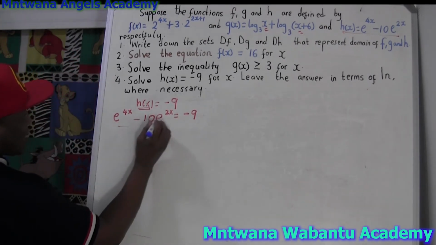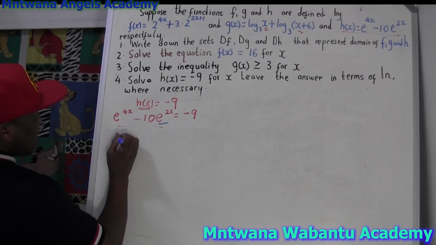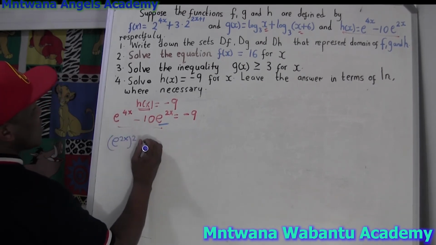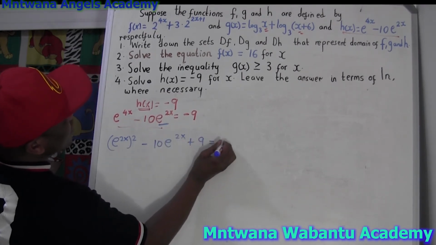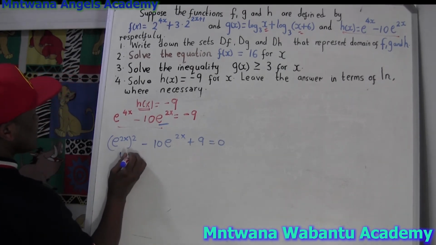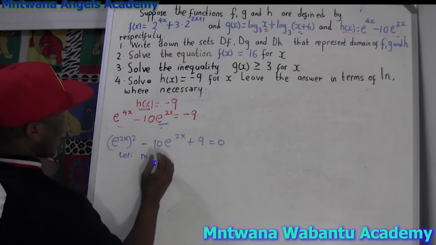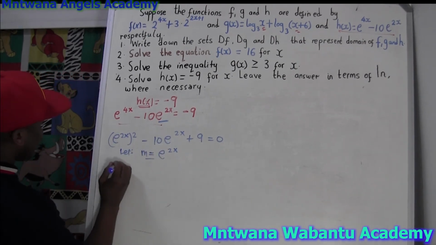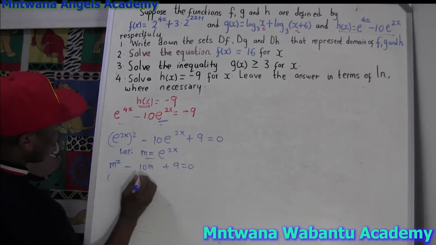So this is e power 2x. Let's make this e power 2x, but since the power is 4, it's like there's a 2 outside, so you give it 4. Minus 10 times e 2x, and bring the -9 back, it's going to be plus 9 equal to 0. Because I want to make a quadratic, we can let m, whichever letter, let m equal e 2x. So it's going to be m squared minus 10m plus 9 equals 0. So now we have a quadratic.